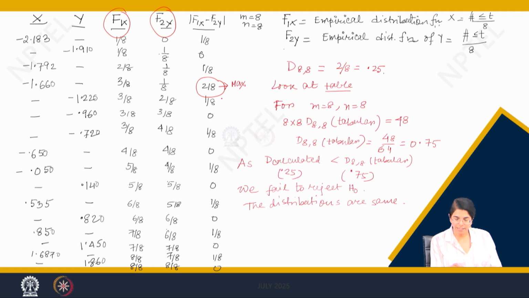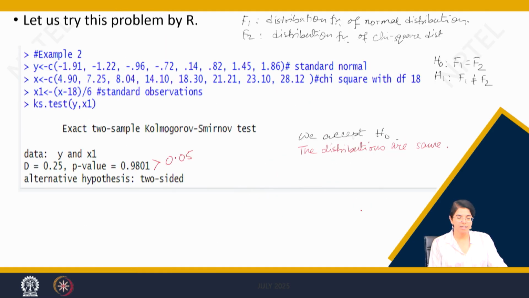So d calculated is 0.28, and d tabular, turn to the table on the page, you will have 0.75. As d calculated is less than d tabular, we fail to reject the null hypothesis, and the distributions are the same. What was the null hypothesis? That both of the distributions are the same, the chi-square as well as the normal. So this will be your final conclusion.